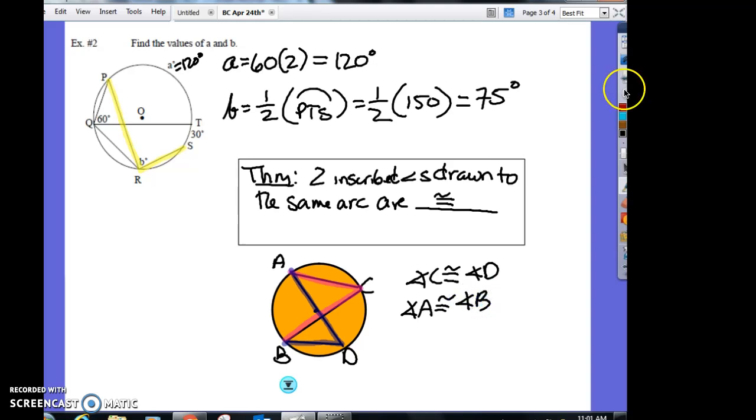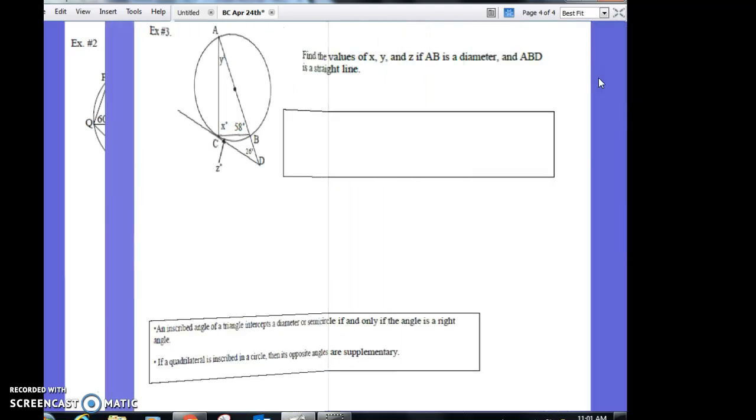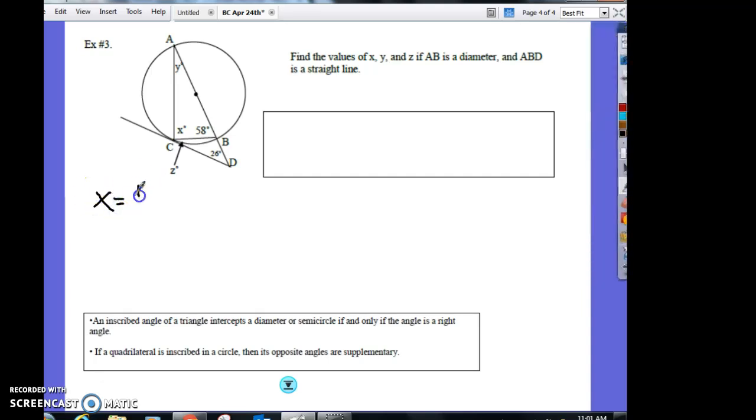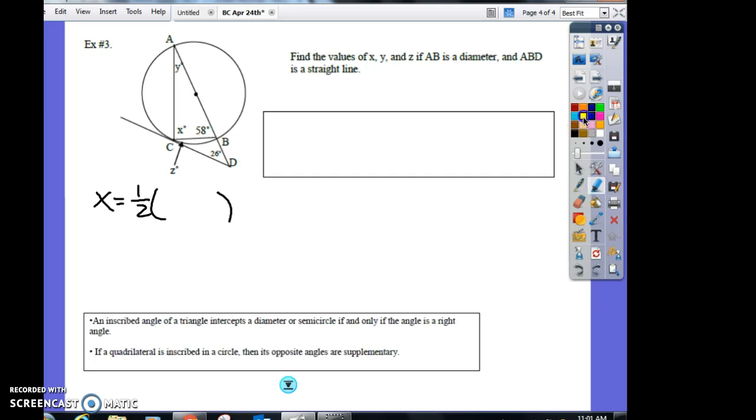All right? And finally, look at this big one we got here. All right, find x, y, and z. AB is a diameter, great, and ABD is a straight line in case we were wondering. All right, let's start with x. I notice that is the inscribed angle, so it's going to be half of some arc here. Let me just take my highlighter again, make sure I know what arc it's being drawn to.